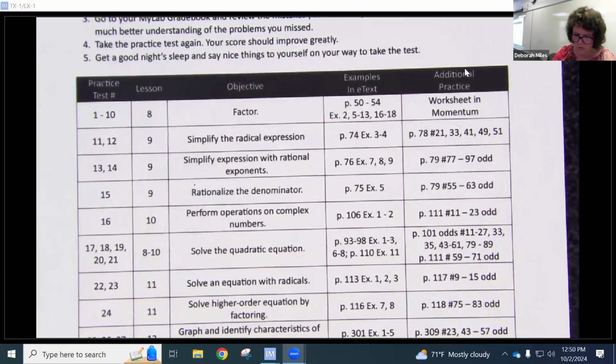Radical equations and equations in quadratic form. I just realized I need to stop this video. It's still getting me.